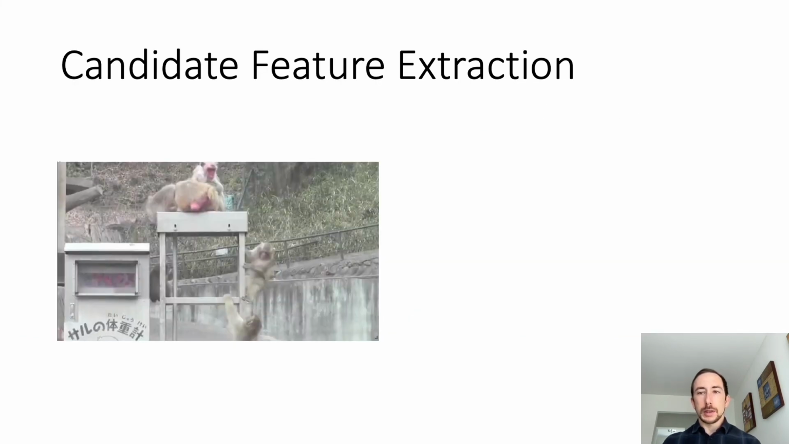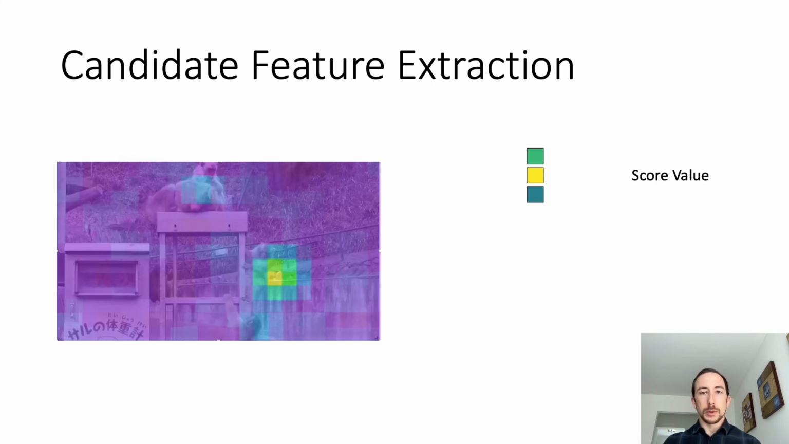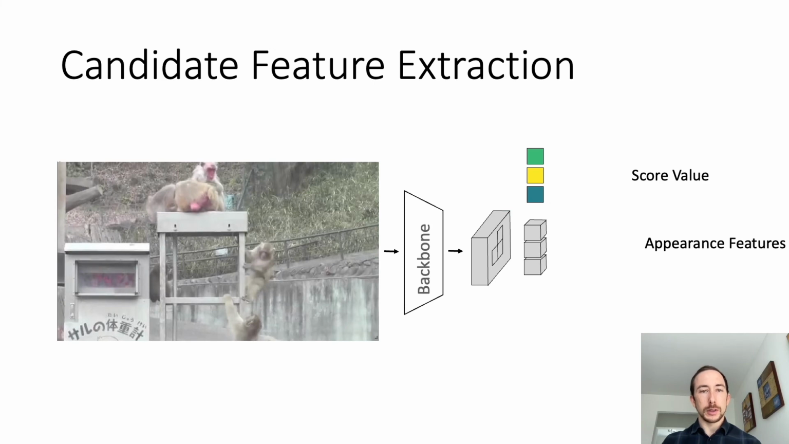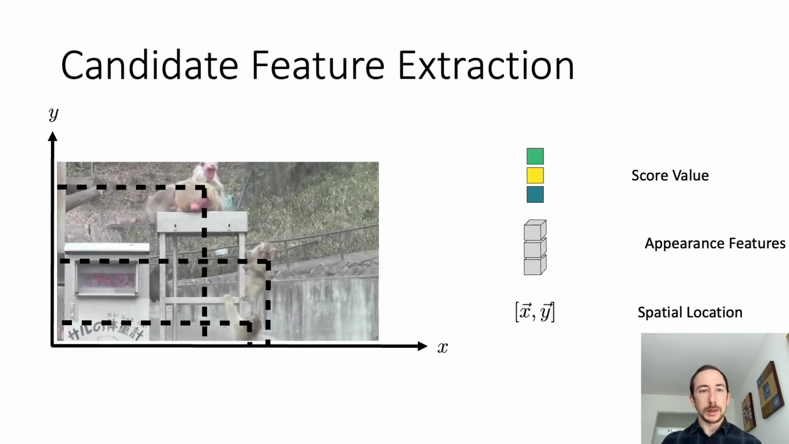In order to predict the assignment of candidates between frames, we extract a set of features. So first we use the score value produced by the tracker. We also use appearance features extracted by the backbone network. Finally, we use the spatial location of each target candidate in the frame.